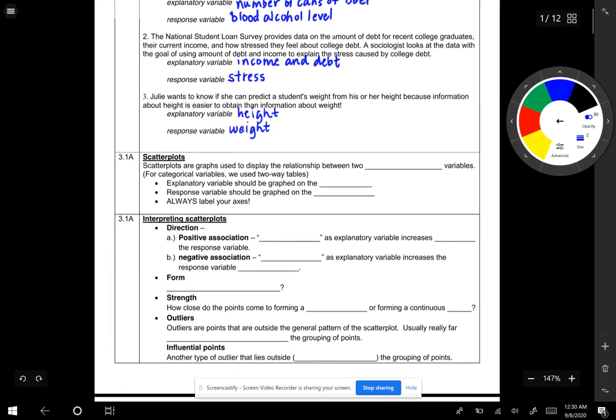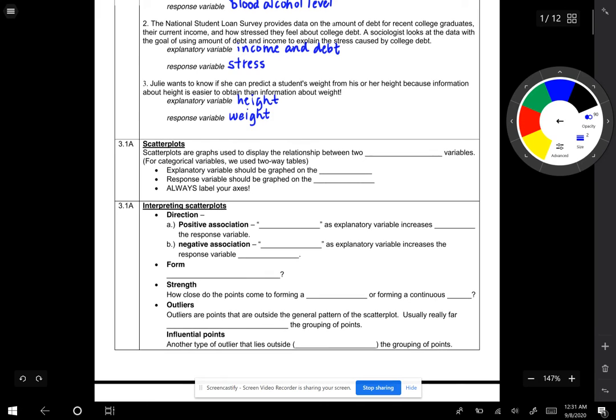Okay. So in Unit 1, when we looked at categorical variables, we used two-way tables to show the relationship. In Chapter 3, scatter plots show the relationship between two quantitative variables. So that's what we're going to focus on in this chapter. Scatter plots are graphs used to display the relationship between two quantitative variables. Remember, quantitative variables are ones that can be measured and it makes sense to take an average of.